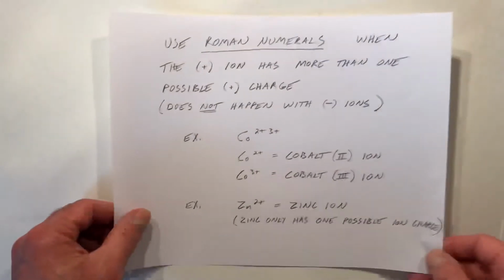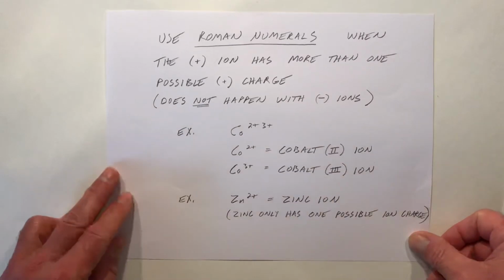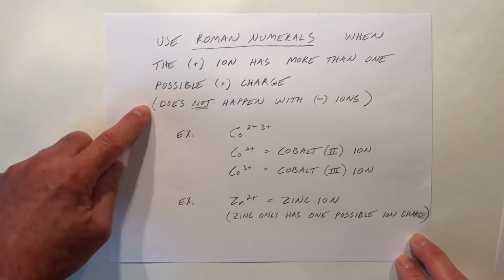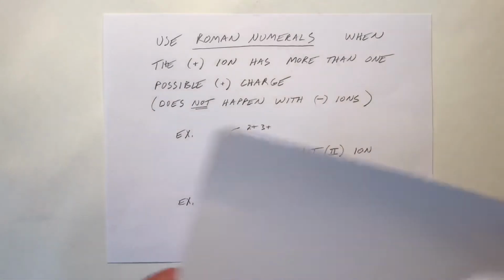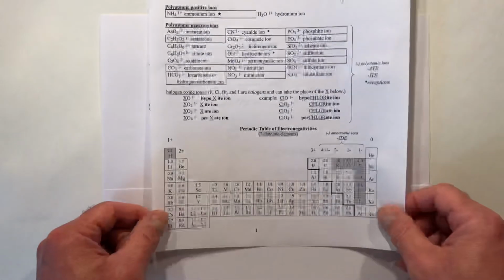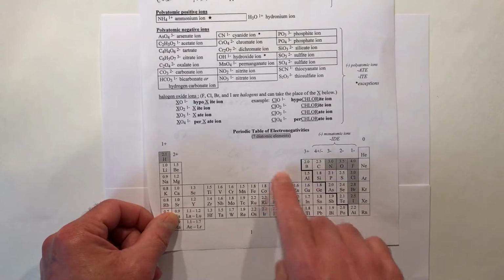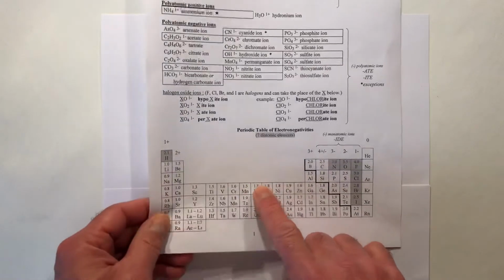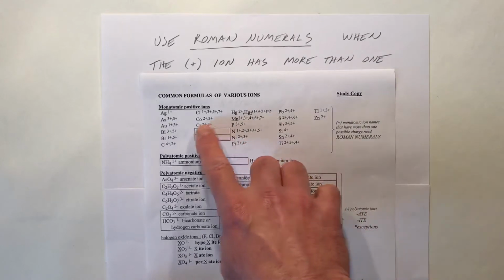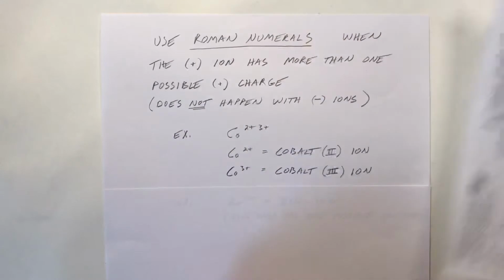Just real quick, some notes here. Remember, we need to use Roman numerals when the positive ion has more than one possible charge. Now, this doesn't ever happen with negative ions, but it does with positive ions. Let's take a look at an example here, cobalt. We would look for the element first on the periodic table, and we see that cobalt, Co, is in the part of the table where we can't predict its charge. So experimentally, it has been determined and written down here that cobalt could be 2+ or 3+. So let's list both of those.